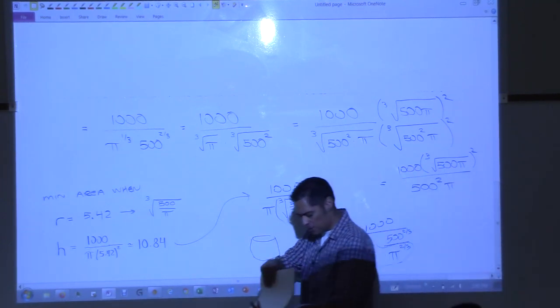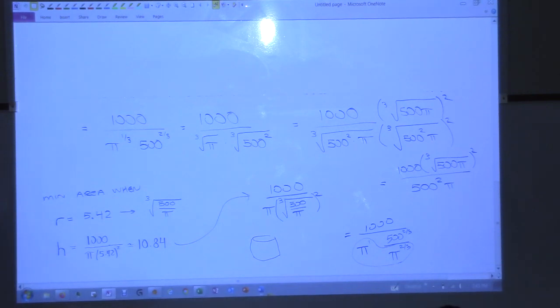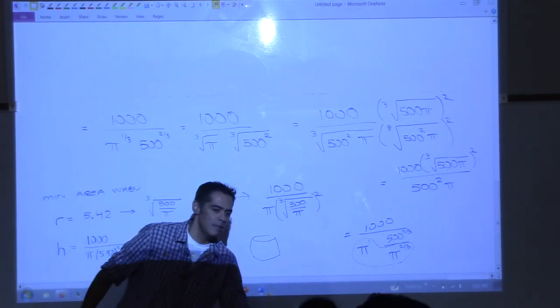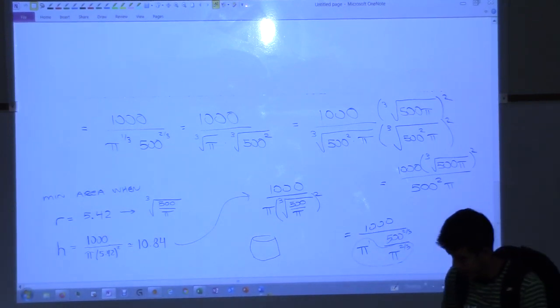Okay, we will do more examples when we come back on Thursday. More optimization. We're spending 2 days on this. All right? And then we get into chapter 5, antiderivatives. Start getting us ready for Cal 2. Have a good one.